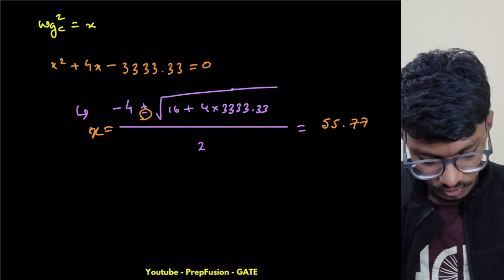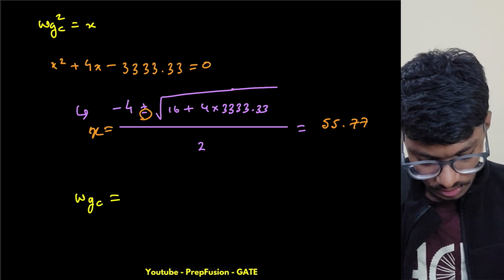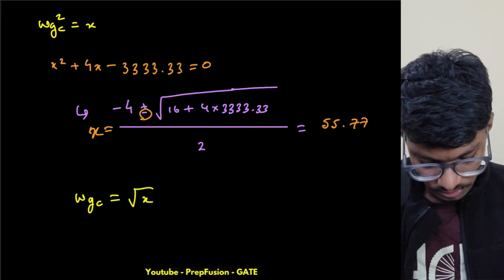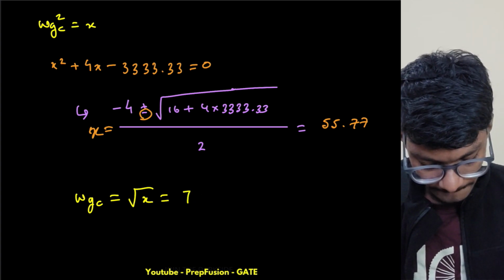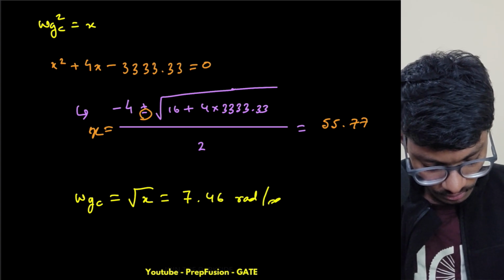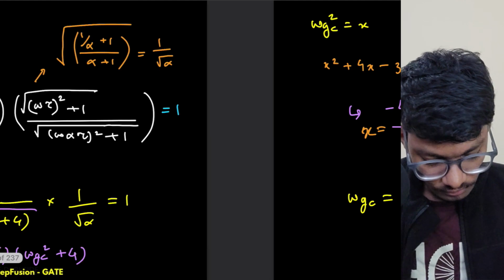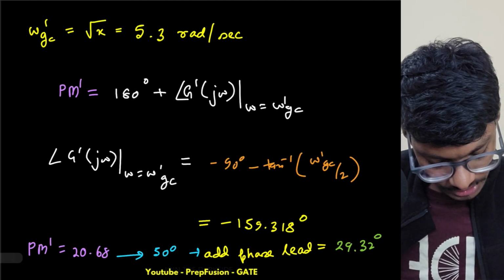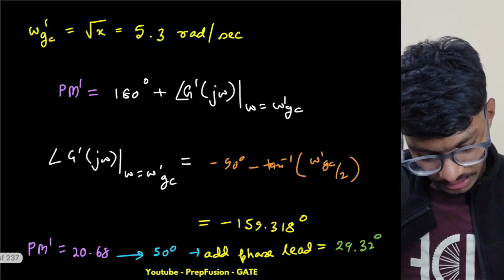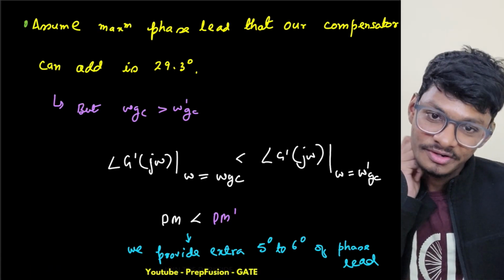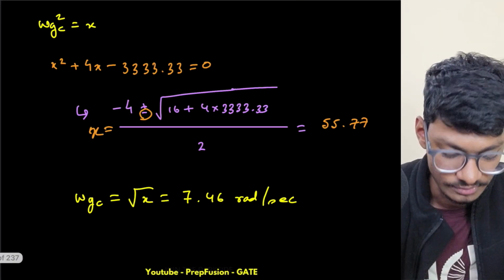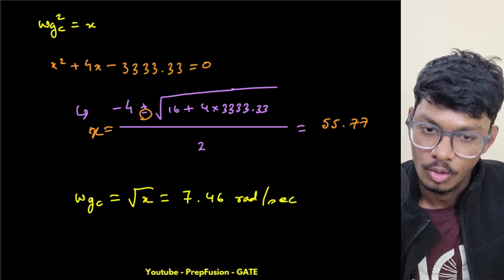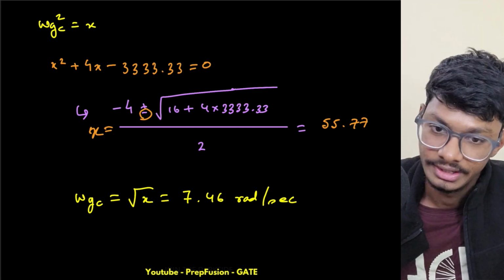Now I will take the under root to find omega gc. The under root of x is 7.46. Okay, 7.46. So you see that initially it was 5.3 and now it is 7.46. Not much of a difference. I know it is a bit of a difference, but that is what a design problem is, right? You have to take in assumptions. So omega gc equals 7.46 radians per second.